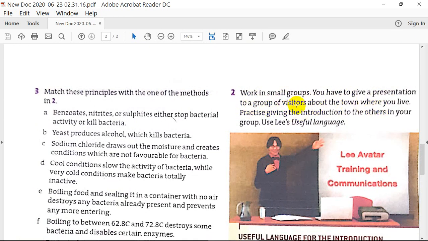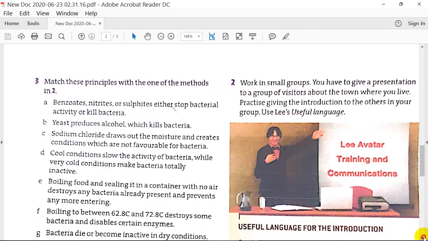يعني كيف تعطي group of people, how to give them, مجموعة من الناس زاروا بلدك, how to present your village, قريتك لهم أو بلدك لهم, كيف تعرف بلدك. So this is an example. Practice giving the introduction to others in your group. Use useful language. So what he uses here.